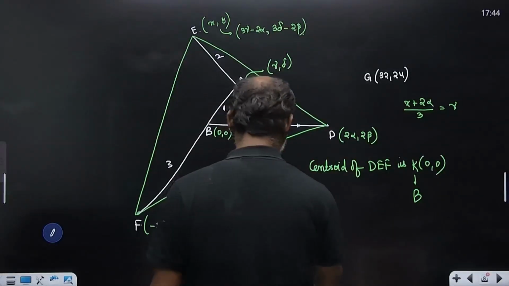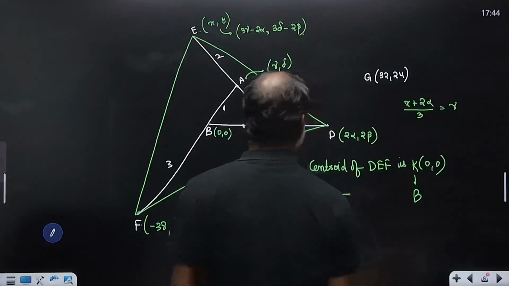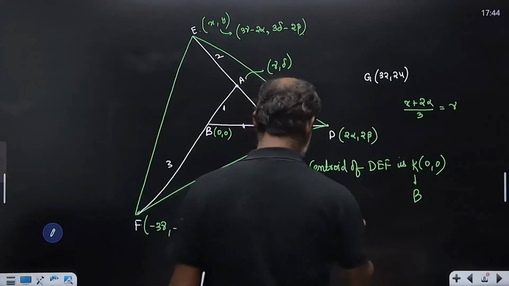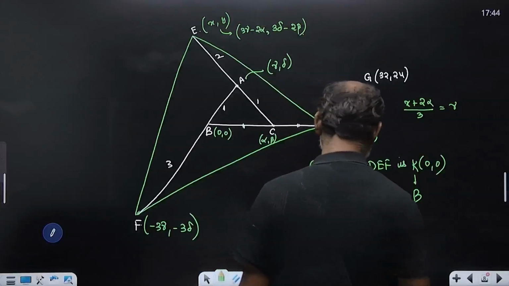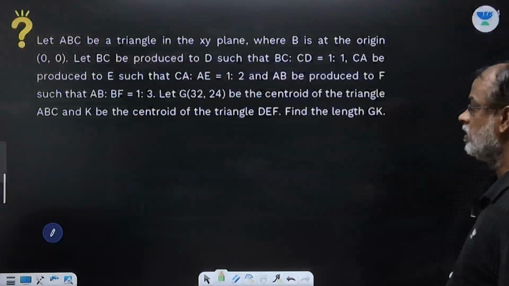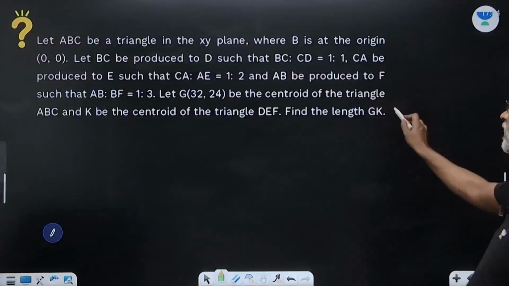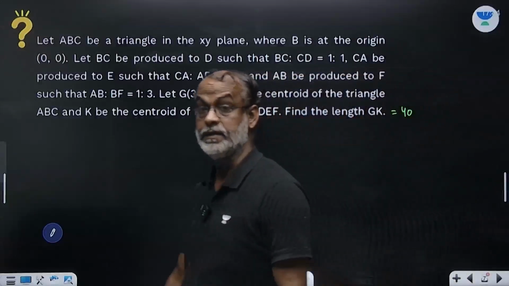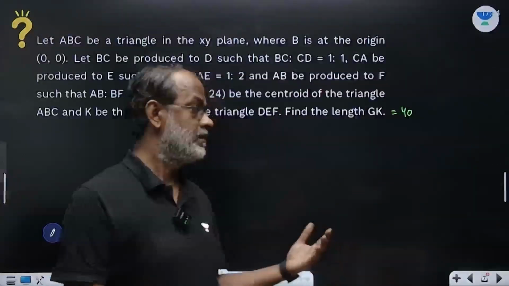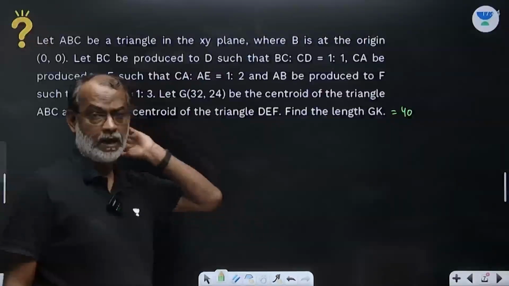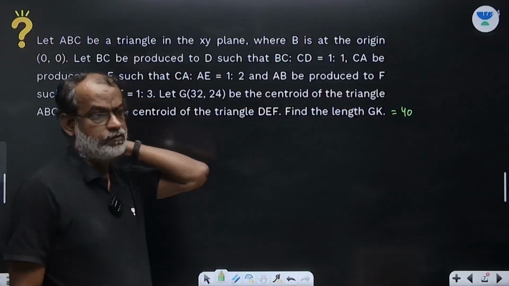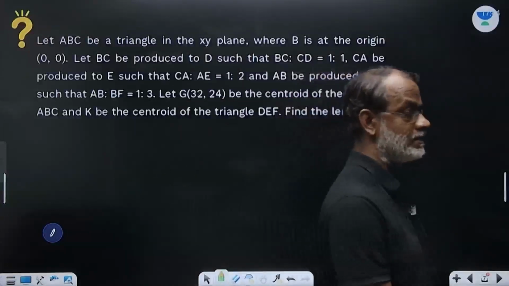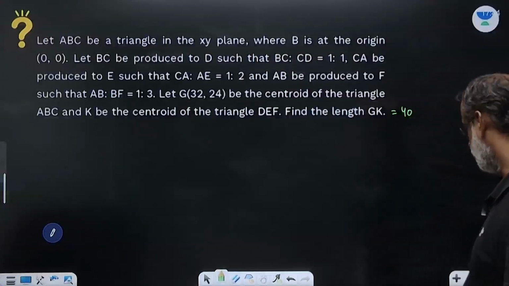8 you take outside. So this is 4 square plus 3 square. So this is 40. Isn't it? Length GK turns out to be 40. You understand that the answers that are to be given are 2-digit numbers from 00 to 99. Okay, so you write 2 digits, even when the answer is say 4, you write it as 04.